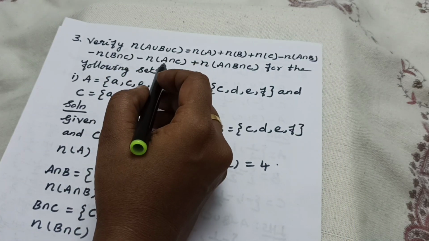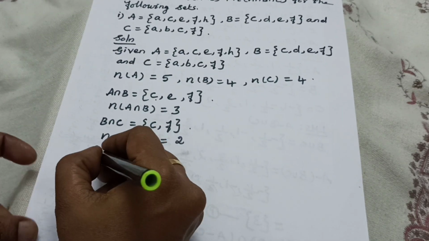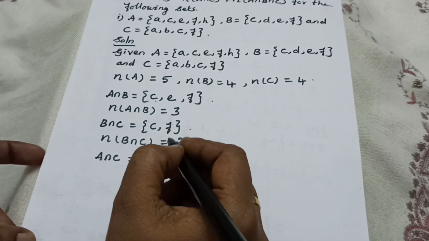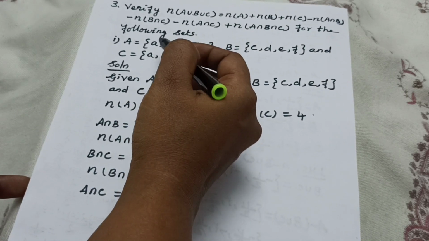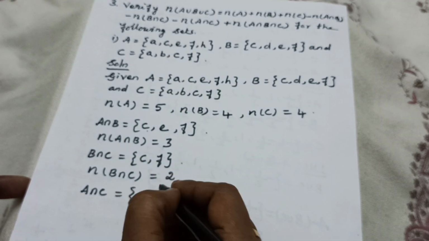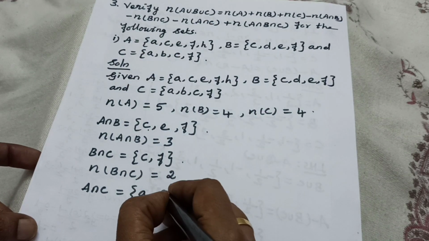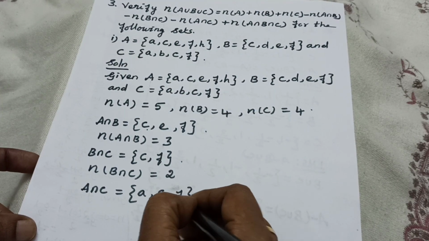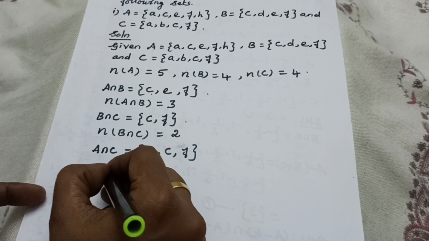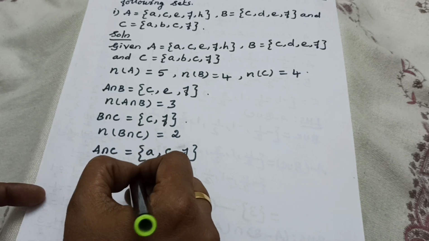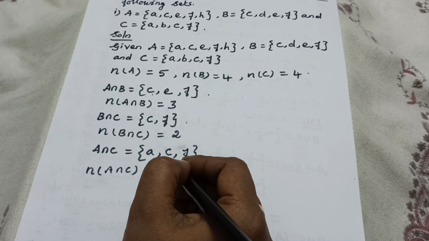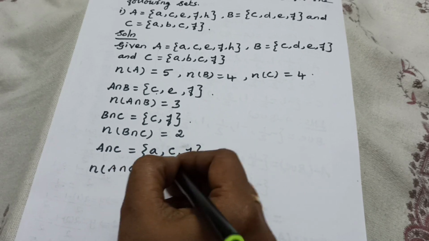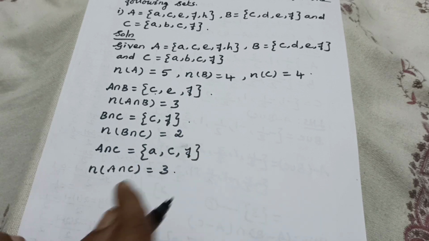Then next one, A intersection C. Okay, A intersection C is equal to A and C which is common. A is common. Then afterwards C is common. Then F also common, isn't it? Therefore n of A intersection C is equal to 1, 2, 3, isn't it? 3 elements. Okay.